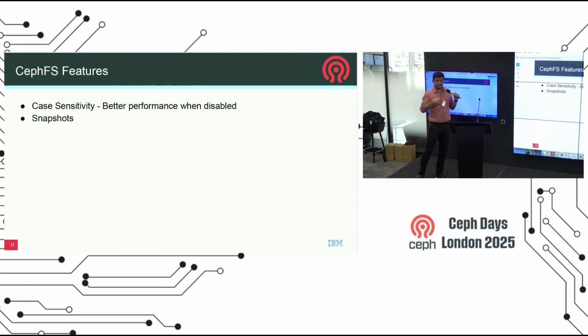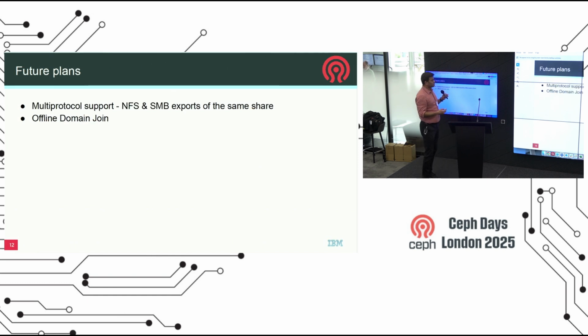Also, snapshots are now available. So you create Ceph snapshots, and these can be accessed over Windows clients as the different versions for the file. Future plans. Okay, before I get to the big one, we have IO stats per share. These will be exported through the metrics, which you can read over the dashboard.